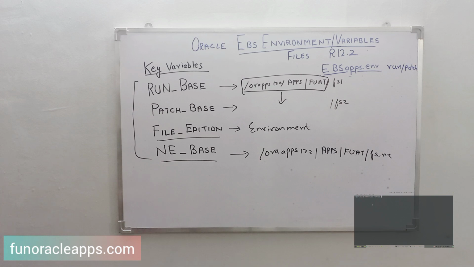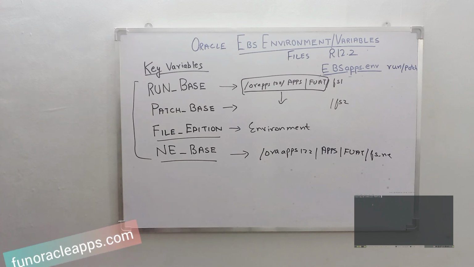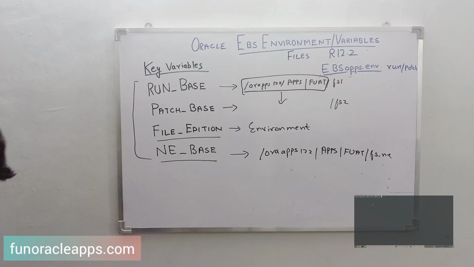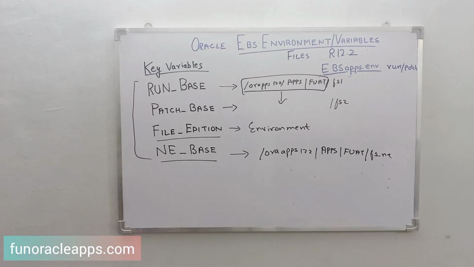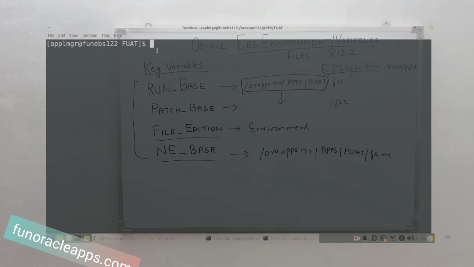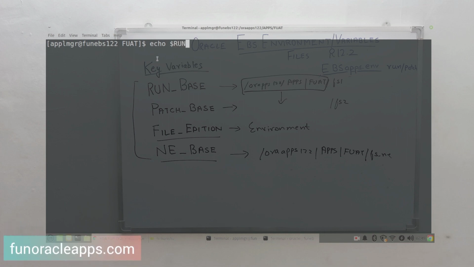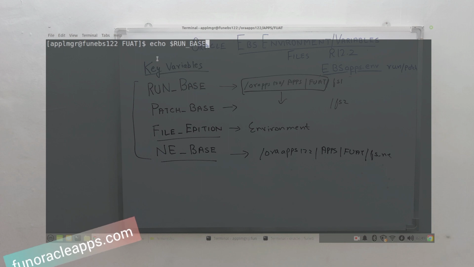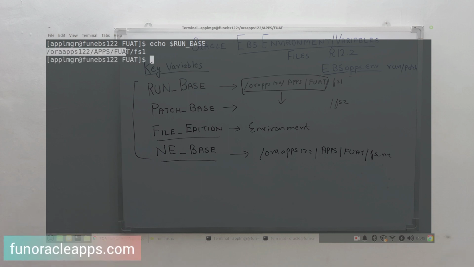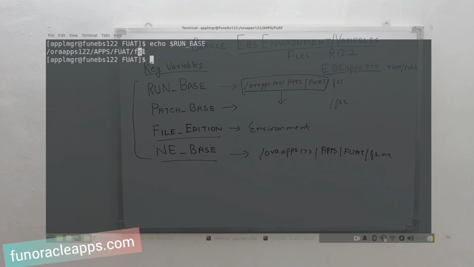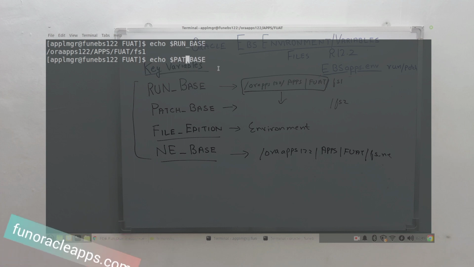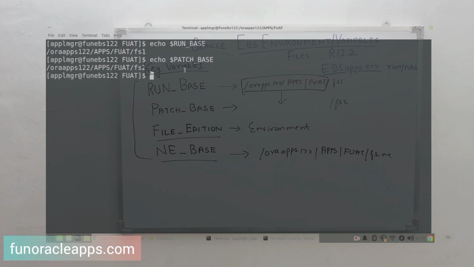Okay. Now let's see how it looks on the system. These are related to your application, so I will connect to my application layer, and the first thing, I have already sourced my EBS apps. So let's see echo $RUN_BASE. See what it will show me. It will show me the base location, then the FS1 file system, because this is my run file system right now. Same way, if I want to find the patch base, this will show me the patch location.